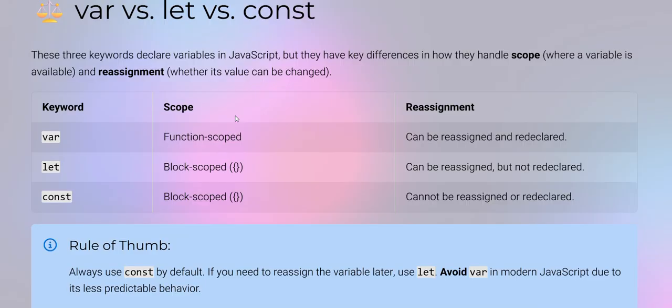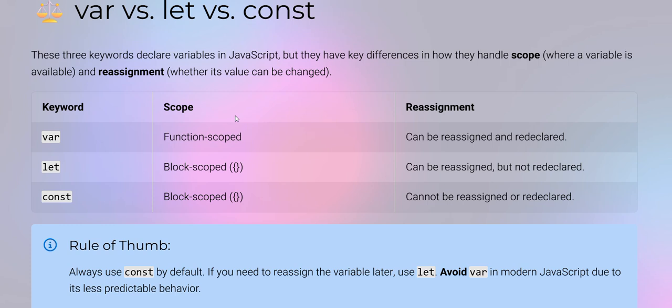So as we come to the end, as I mentioned from the beginning, I will tell you about var, let, and const. These are three keywords to declare variables in JavaScript, but they have key differences in how they handle scope, where the variable is available, and reassignment, whether its value can be changed or not. Var can be reassigned and redeclared. Let can be changed anytime you want in the code. So that can be reassigned but not redeclared. We cannot declare it again, but we can change its value.